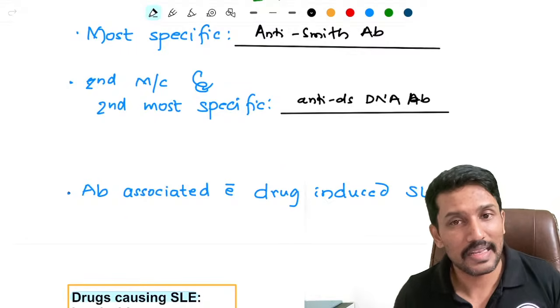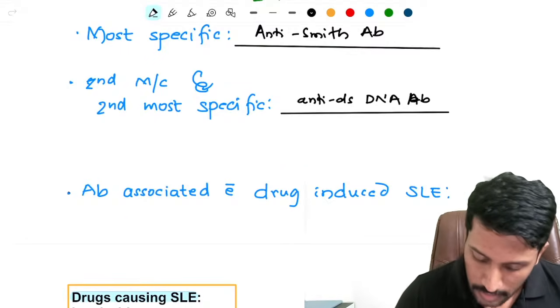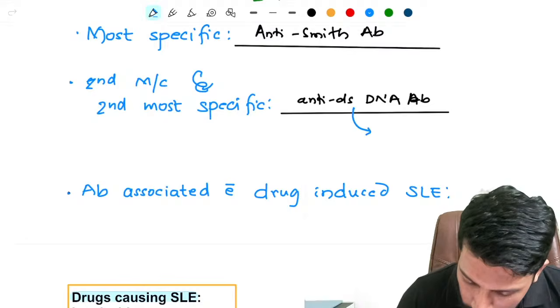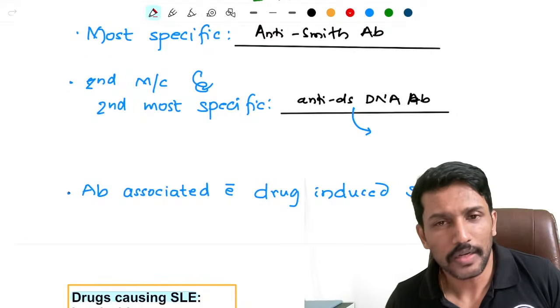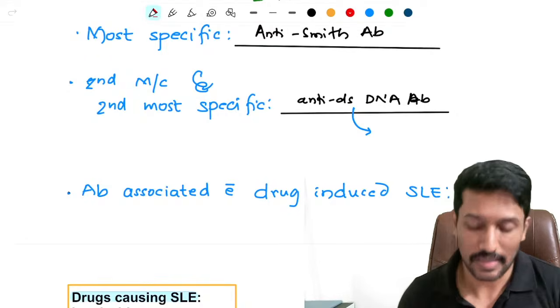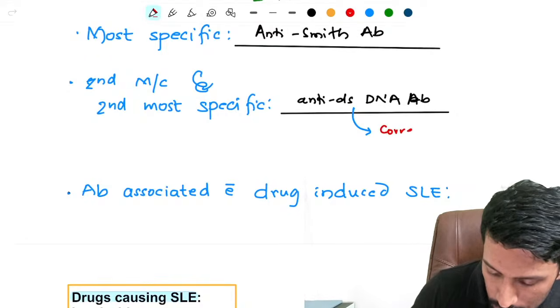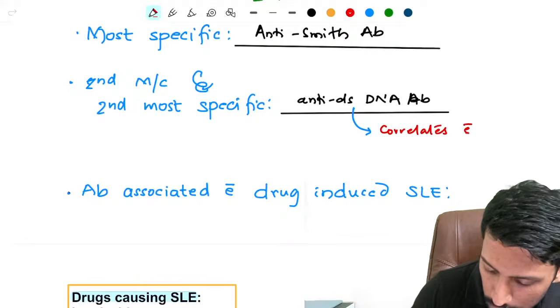And particularly this anti-dsDNA antibody has some more relevance. What is that? It is not only highly specific, but it also correlates with the disease activity. It correlates with disease activity. Now, what do I mean by that?